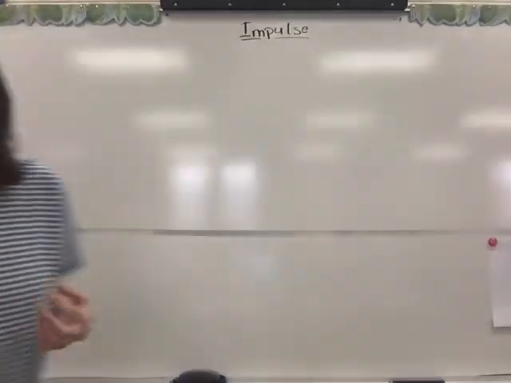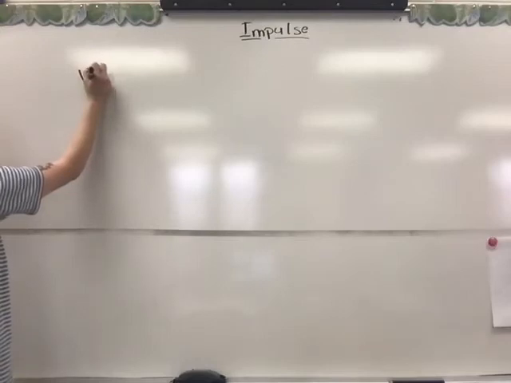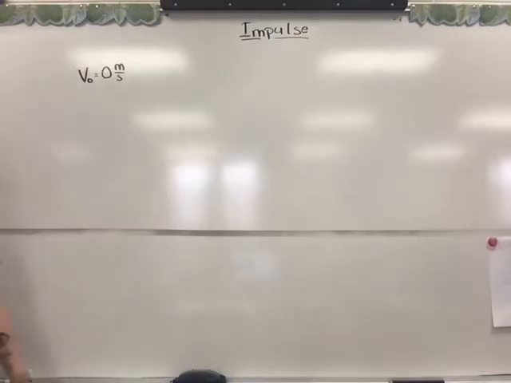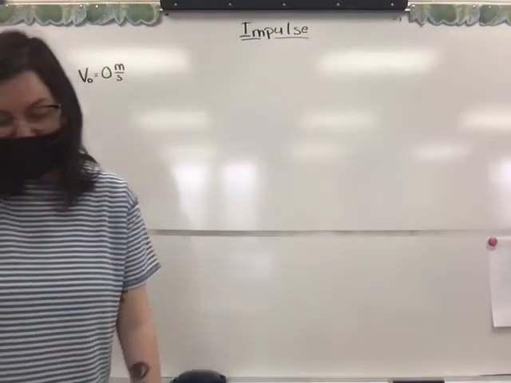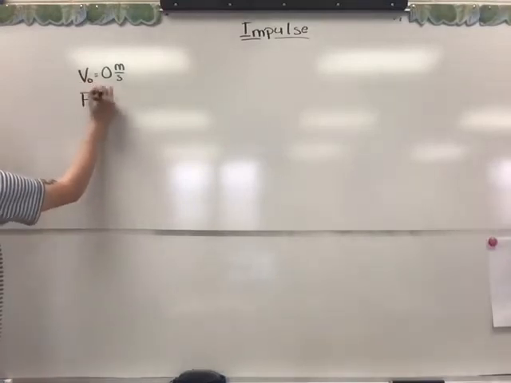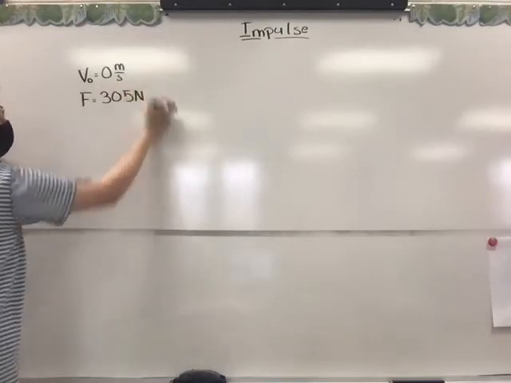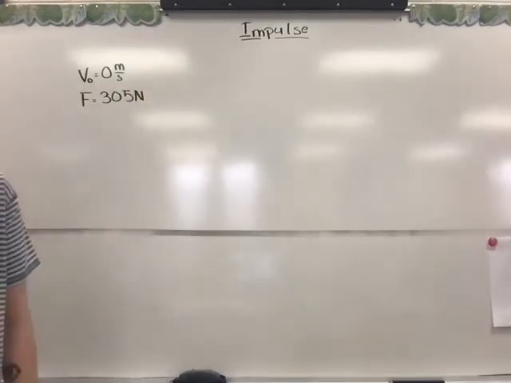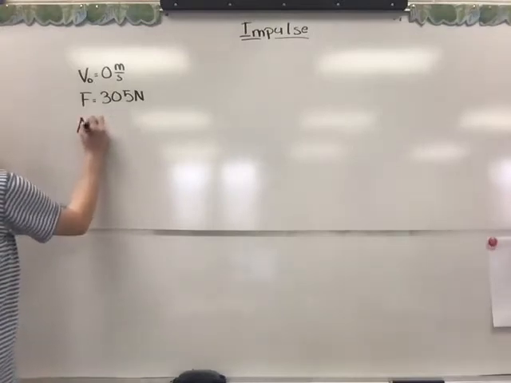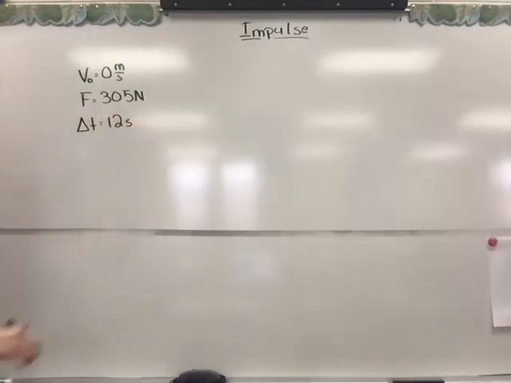So let's repeat that again. It's at rest initially. What does that mean? What's going to be equal to 0? Our initial velocity, right? It's going to be 0 meters per second because it starts at rest. And it says that they're using a combined force of 305 newtons, and we want to know the momentum of the car and driver after they've been pushing for 12 seconds.